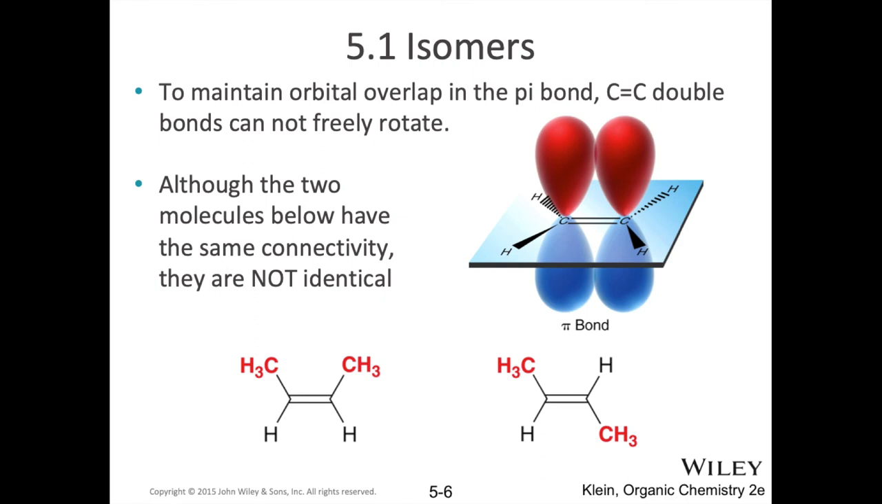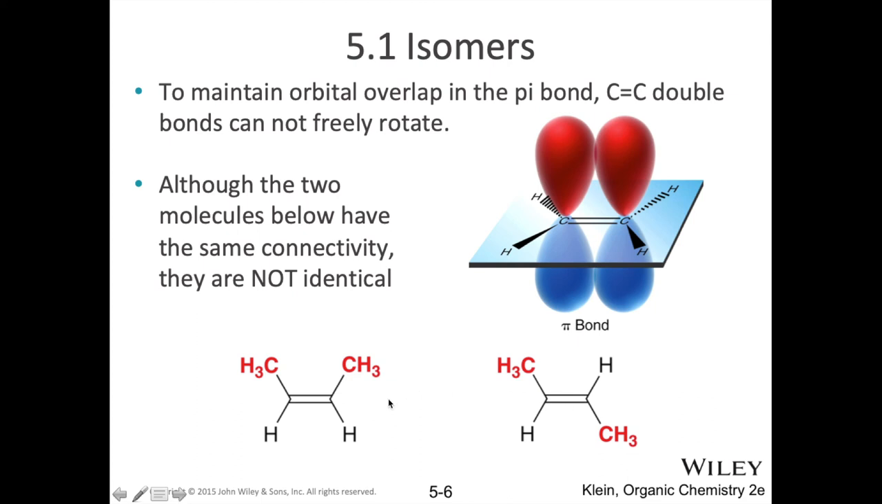Here's another example of a molecule that is locked into place and has the different groups in different spatial arrangements. You can't rotate around a carbon-carbon double bond like you could around a single bond. So these two carbons here are locked on the same side of that double bond, whereas here they're locked on opposite sides of the double bond, and these two molecules are not identical.